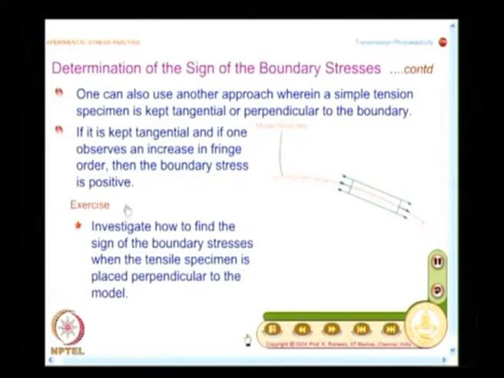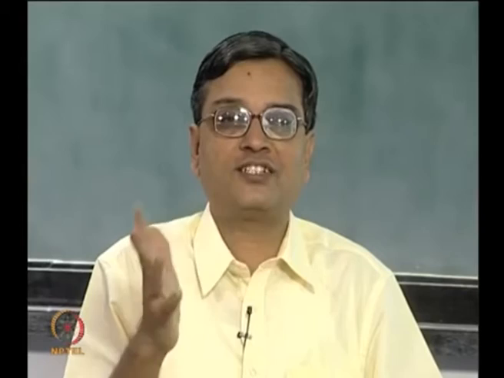That you take as a home exercise, because here you have to be very alert in the logical development of the argument, because if you miss the way you have added the retardation, you may end up with a wrong result. You can't say if the fringe order increases it is always positive, if the fringe order decreases it is always negative. That kind of generic conclusion we cannot arrive at. We have to look at whether the model was kept tangential to the boundary or perpendicular to the boundary.